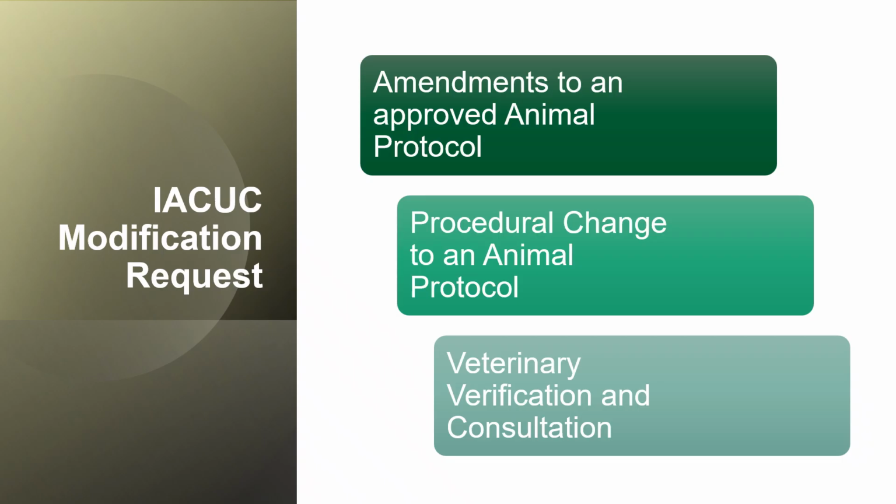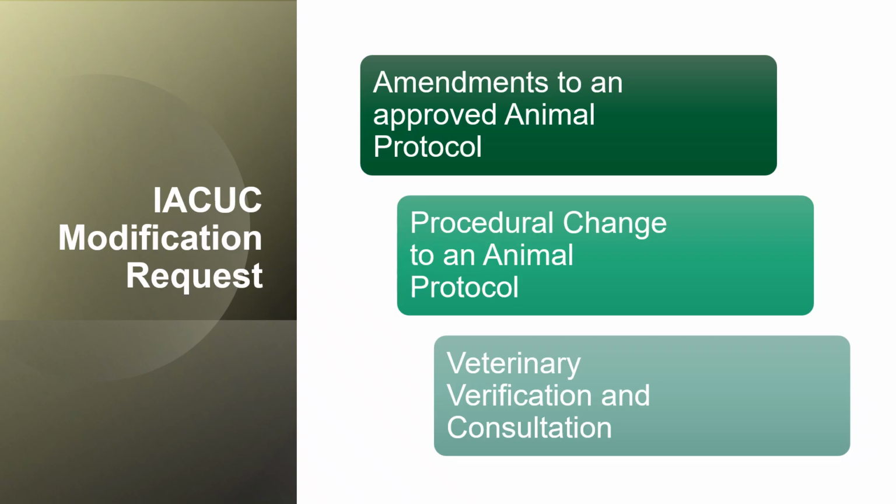Once an animal protocol is approved, there are 3 mechanisms for making changes. The first is submitting an amendment to an approved protocol. Amendments are used to make changes to personnel, funding sources, animal strains, or anesthesia and analgesia. These are typically reviewed through designated member review and assigned to one IACUC member for determination.